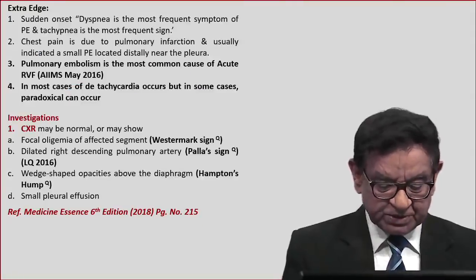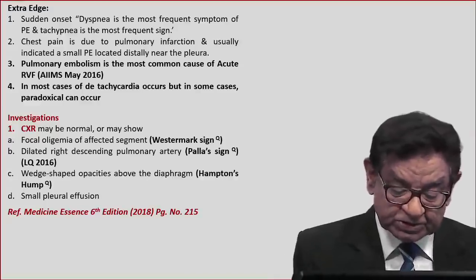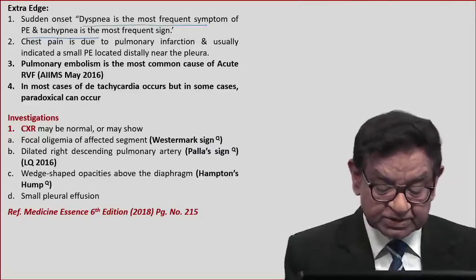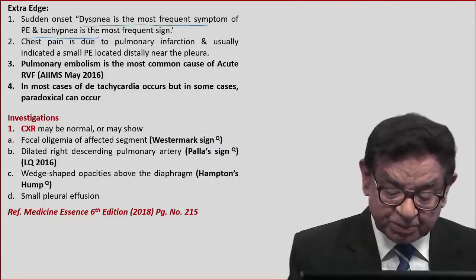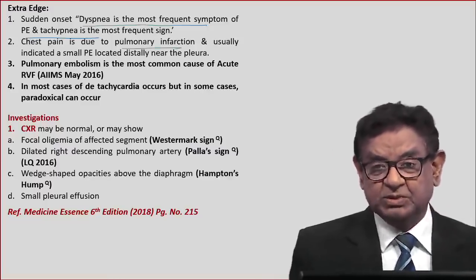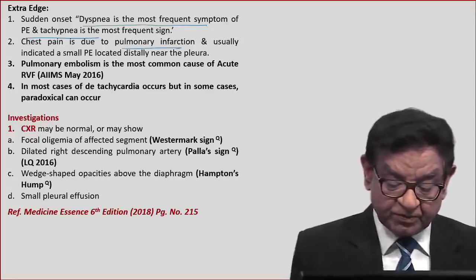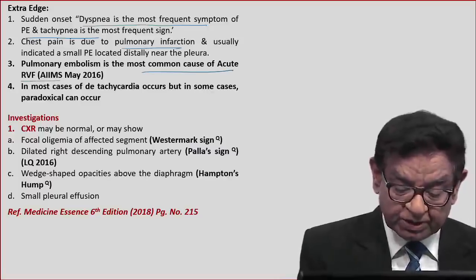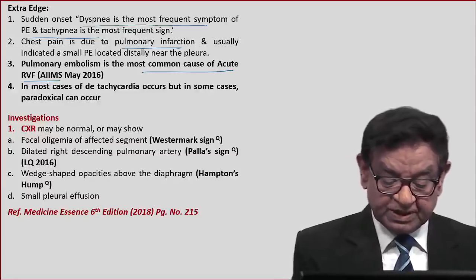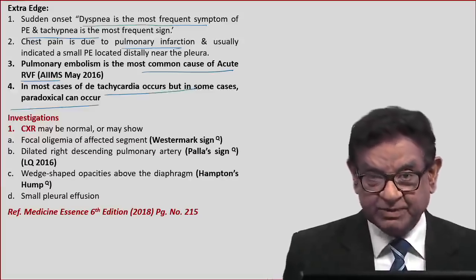So we continue. There are certain extra points that you should know. As I told you, sudden dyspnea is the most common presentation. Tachypnea is the most frequent sign. Chest pain is due to pulmonary infarction, especially in those cases where the infarct is located near the pleura. And of course, this is the most common cause of acute right heart failure. This was again a latest question. Tachycardia is the most common feature, but sometimes there can be paradoxical bradycardia. It is a repeat point I am saying.